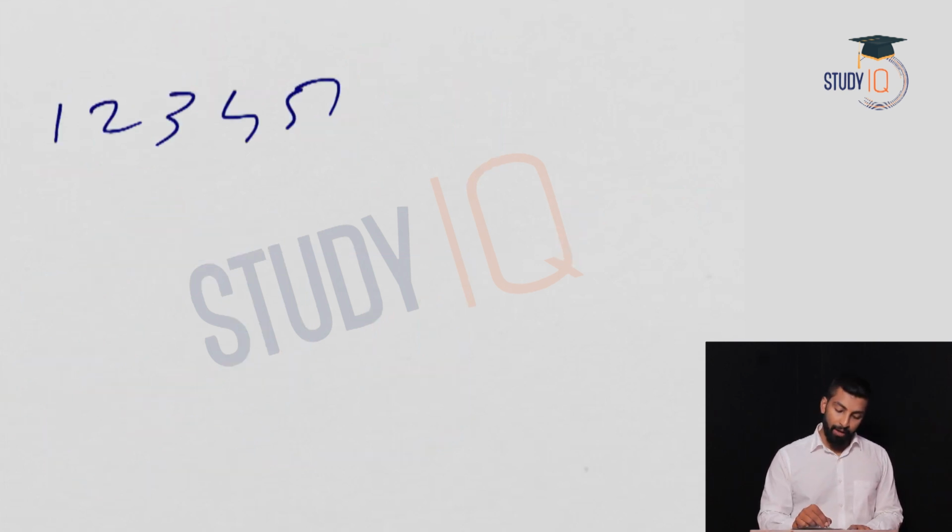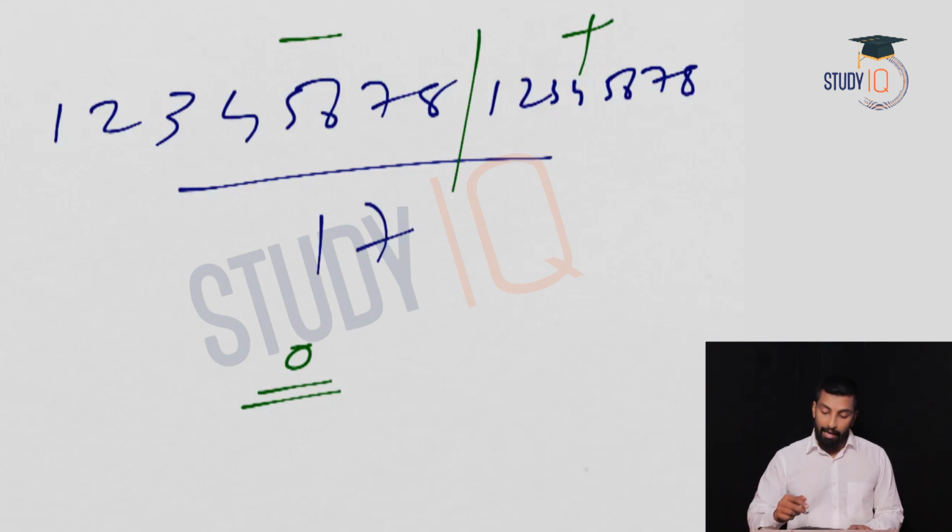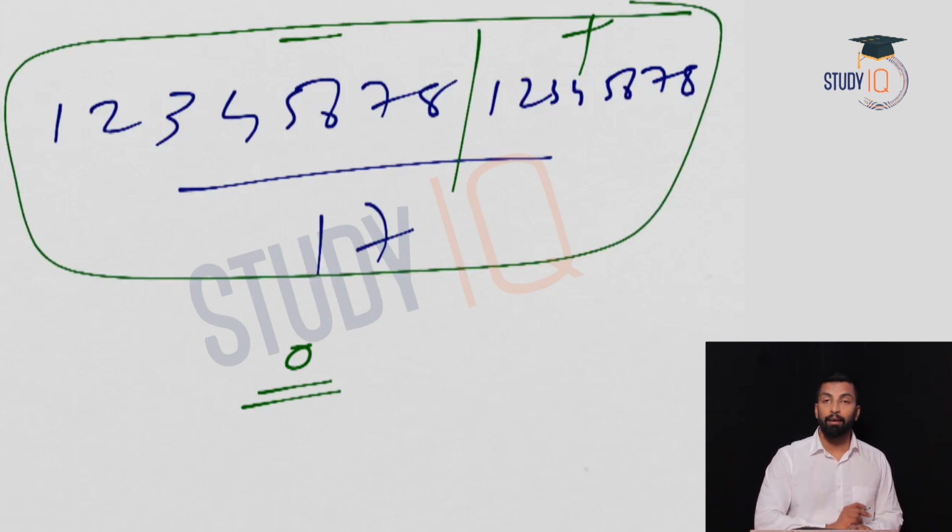1, 2, 3, 4, 5, 6, 7, 8. 1, 2, 3, 4, 5, 6, 7, 8. Divided by 17. What is the remainder? What is your answer? Divide into group of 8. Put plus minus. What is the remainder? Remainder is 0. That's it. Otherwise, this question looks very big, right? But your answer is 0. How? You divide into group of 8. Put plus minus. Both will get cancelled out. Remainder is 0.